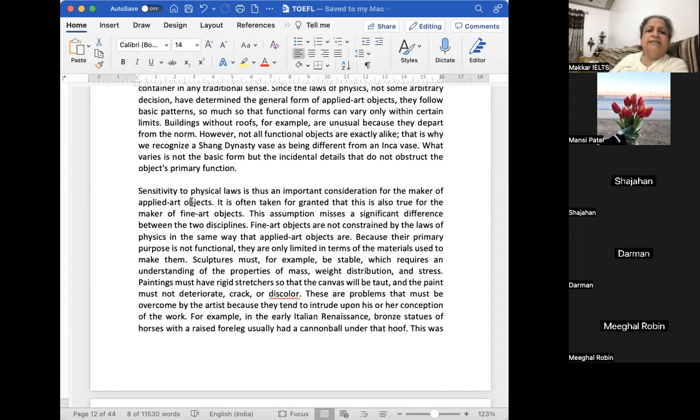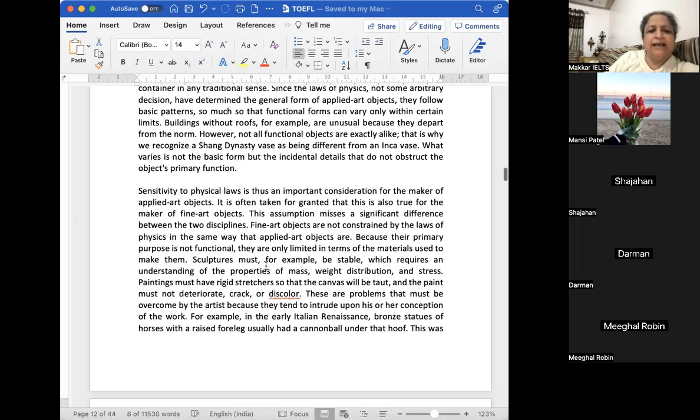Sensitivity to physical laws is thus an important consideration for the maker of applied art objects. It is often taken for granted that this is also true for the maker of fine art objects. This assumption misses a significant difference between the two disciplines. Fine art objects are not constrained by the laws of physics in the same way that applied art objects are. Because their primary purpose is not functional, they are only limited in terms of the materials used to make them.